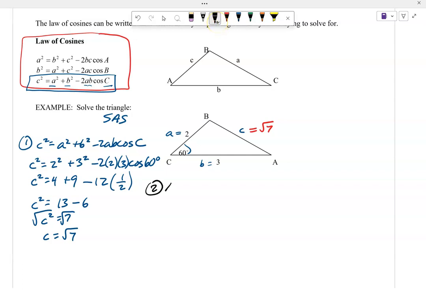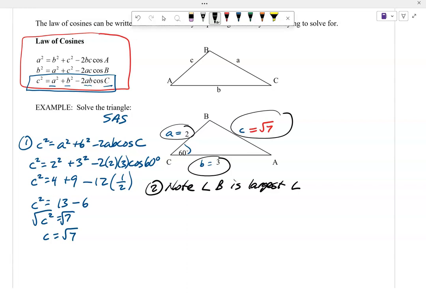number 2 here. Note that angle B is the largest angle. And how do I know that? Well, see how side length b is 3. This one's 2. This is 2 point something. So the side length of 3 is the largest side. So the angle opposite is the largest angle. So ideally, you find the largest angle because the law of cosines doesn't have two potential solutions like the law of sines does. And so you got to determine if that angle is acute or obtuse, and the cosine will tell you that, right?